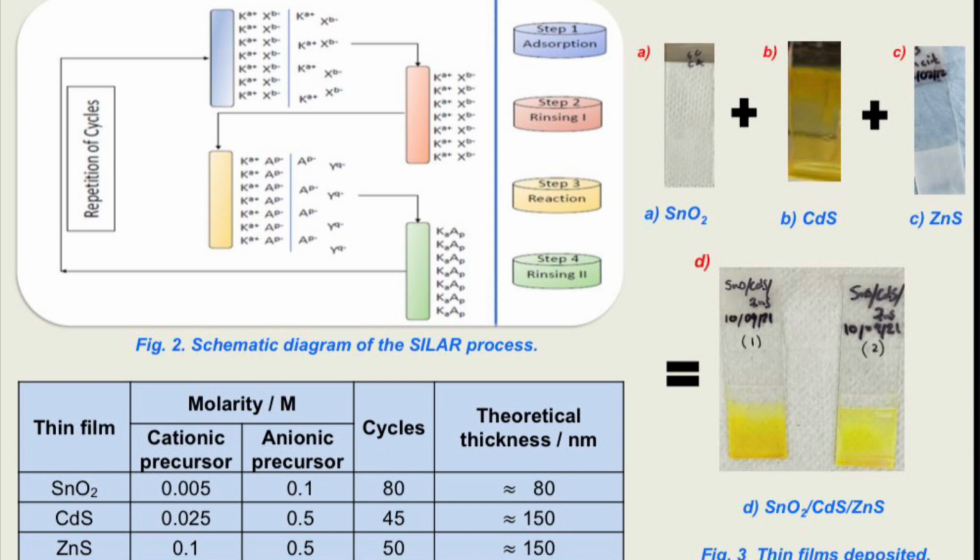We can see also in the table the different concentrations we use to achieve the 3 thin films. One is tin oxide, the second one is zinc sulfate, and the third one is cadmium sulfate. And we can see in figure 3 the different thin films we synthesized. As a consequence, if we combine the thin films, we can achieve the multi-layer structure we are working on.